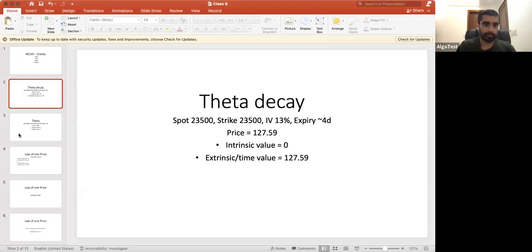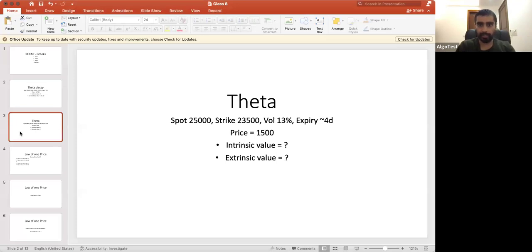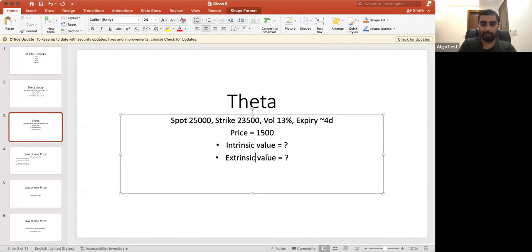Let's look at the other case. Next slide. Now, all of a sudden, everything is the same. But the spot has moved like crazy. Okay, and this is the price, and you can actually plug this in the Black-Scholes calculator and you'll get the value. These prices are exactly from there. Okay, batao yaar, what's the intrinsic value? What's the time value here?